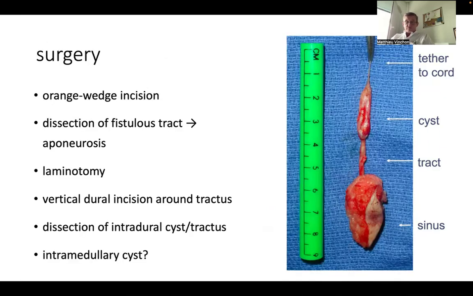So these patients must be operated, and as early as possible. We do an orange wedge incision around the sinus. We dissect the subcutaneous tract down to the aponeurosis. We do laminotomy or laminectomy, following the tract through the different planes. We dissect, we expose the dura mater. We incise the dura mater around the tractus, and we can have a cyst intradurally. We have then a tether to the cord, which may or may not be epidermized, and you can have a cyst inside the spinal cord.